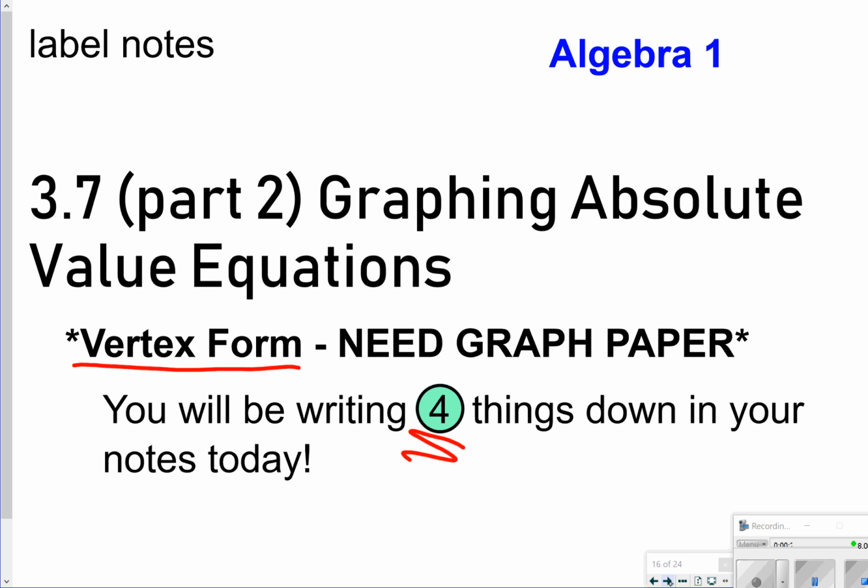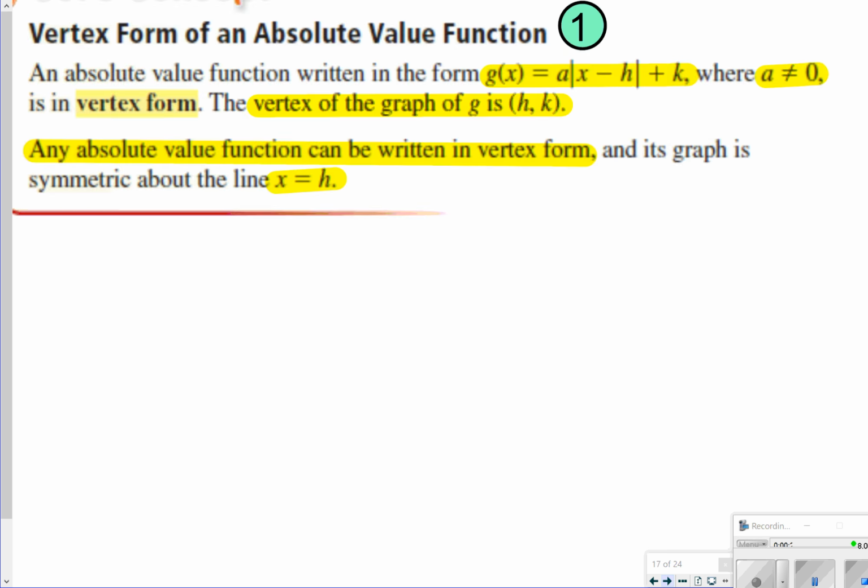So let's go ahead and get started. The first thing we're going to write down is what is vertex form. So an absolute value function written in the form of g of x, and remember you can replace g of x with usually anything, is equal to a with the absolute value of x minus h plus k. A cannot be equal to 0, and the vertex of the graph would be found with the numbers h and k.